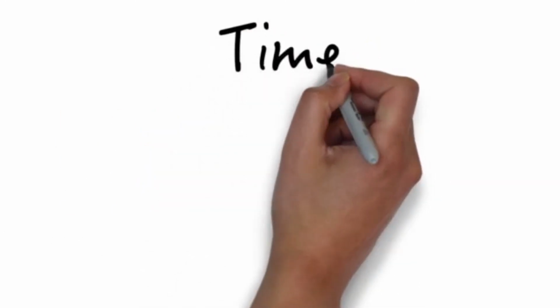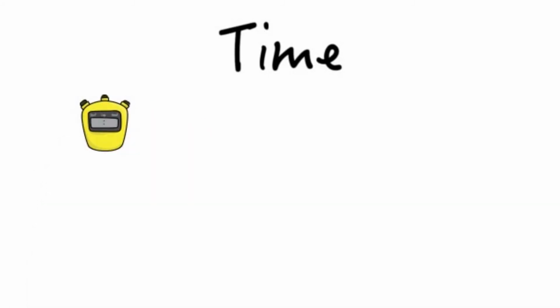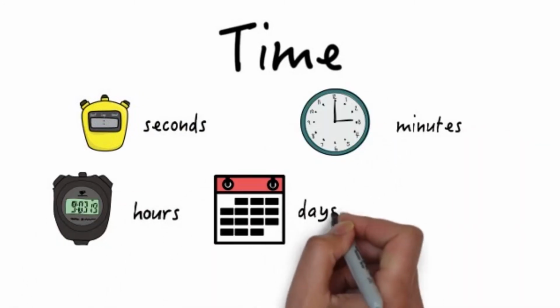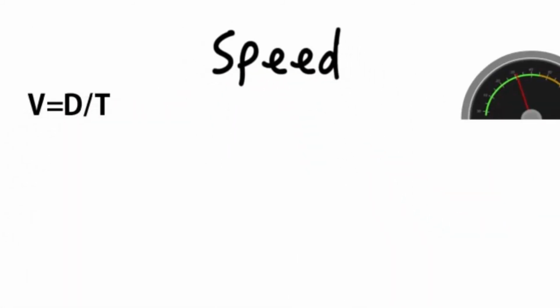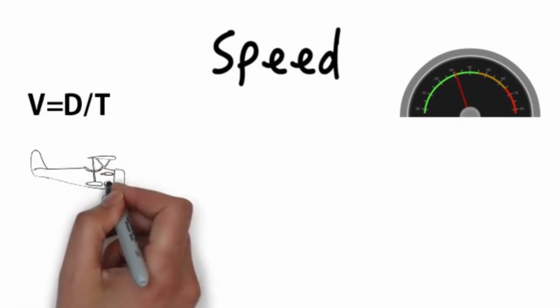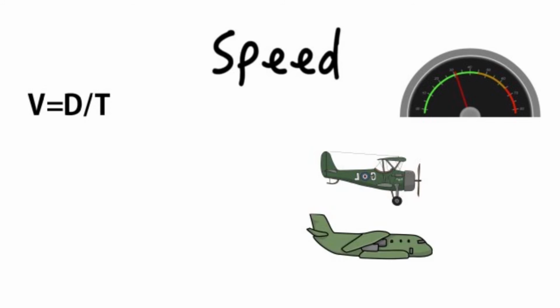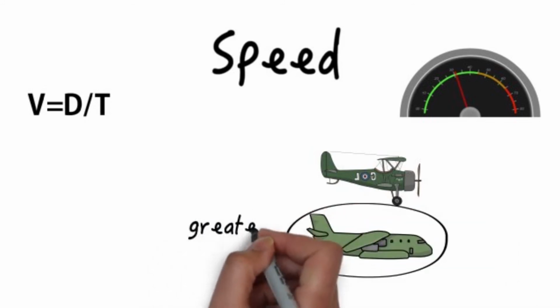Time is the amount of instances something takes to go from one place to another. We measure time in different units, such as seconds, minutes, hours, days, years, etc. Speed is the magnitude that tells us how fast an object moves. If two objects travel the same distance, but the second object takes less time while doing it, then we can say that the second object travels at a greater velocity.